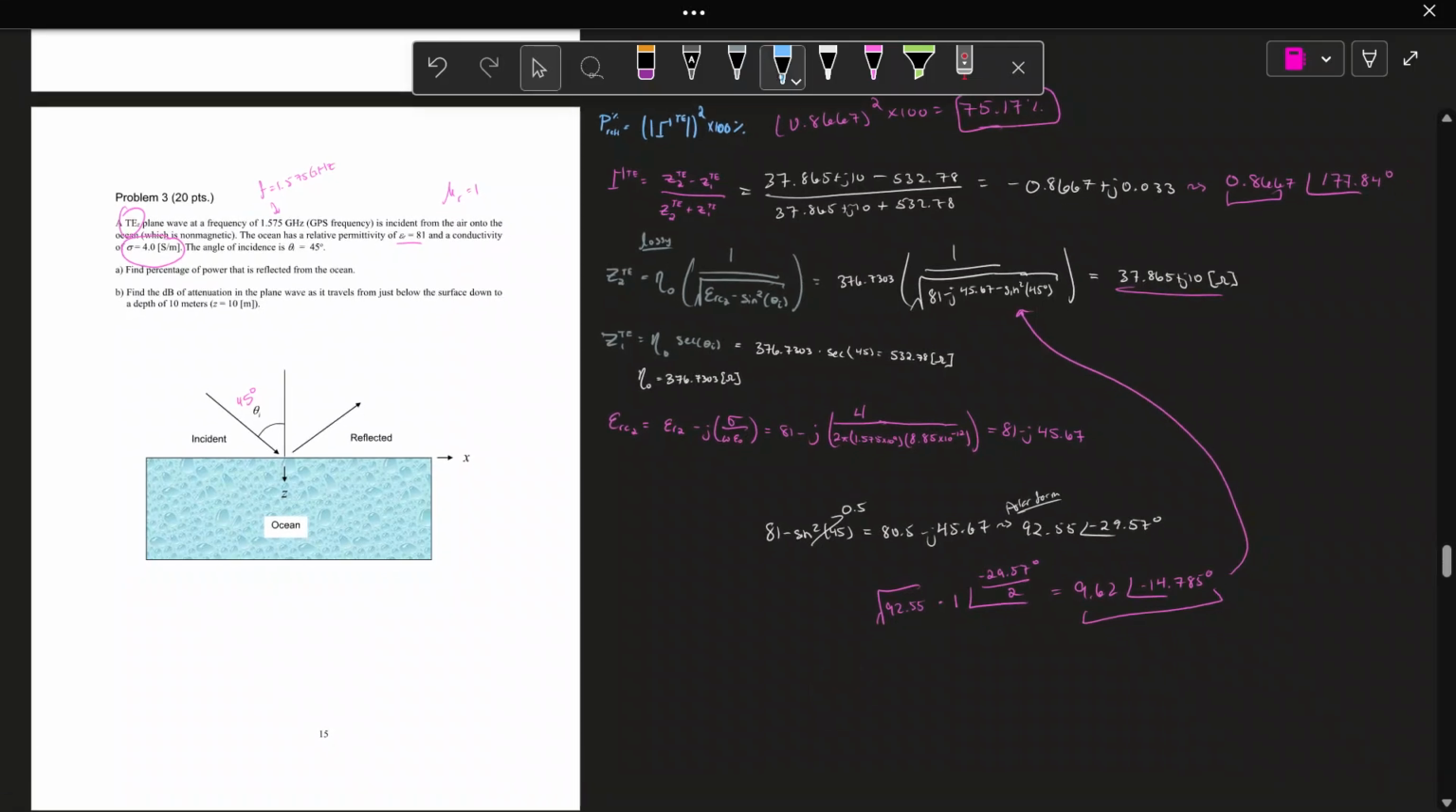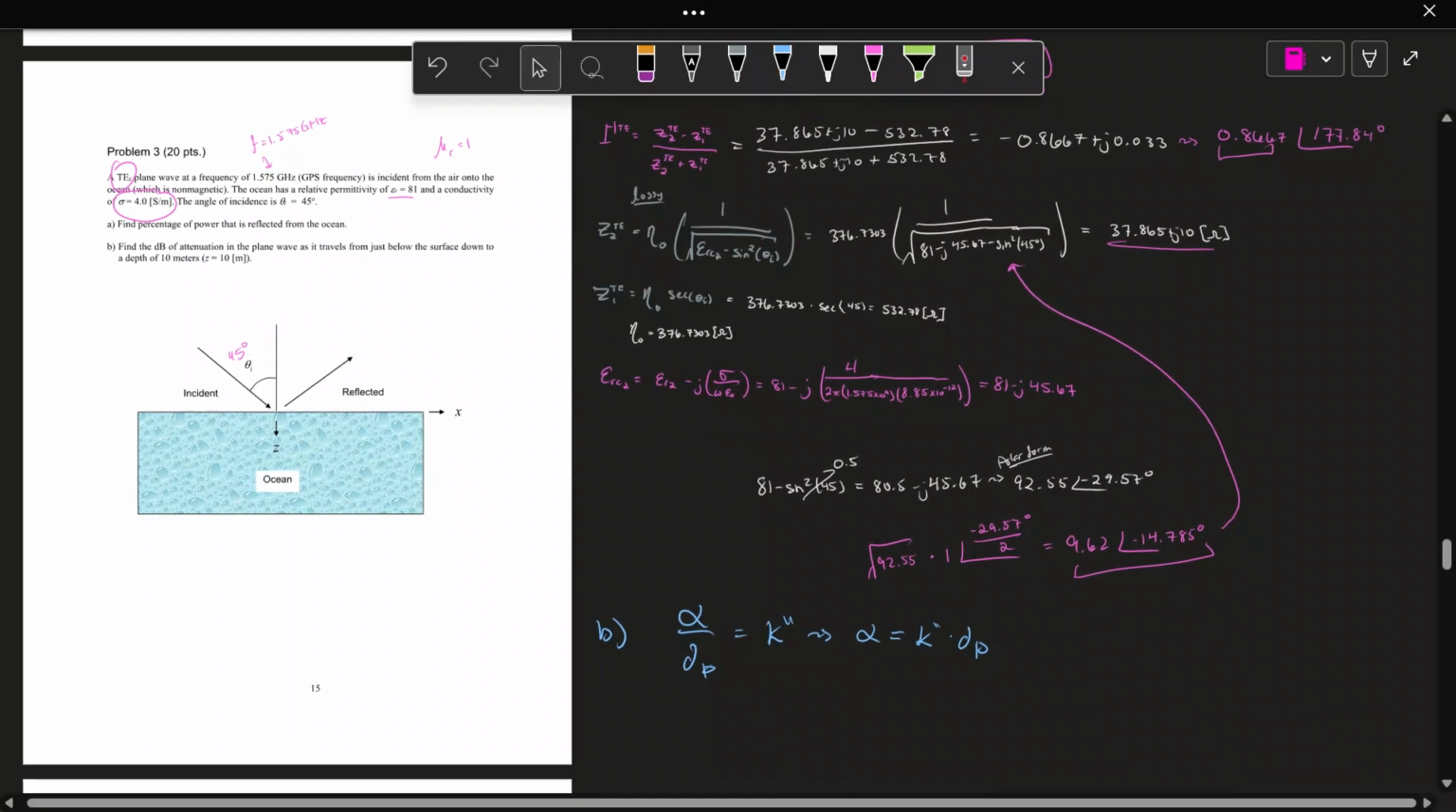For part B, though, what you need to do is understand the equation that relates depth of penetration, your K double prime, and alpha. So what you have is alpha divided by depth of penetration is equal to K double prime. And K double prime might be switched with depth of penetration in the formula sheet, but it doesn't matter. Because what you get is alpha is equal to K double prime times depth of penetration.